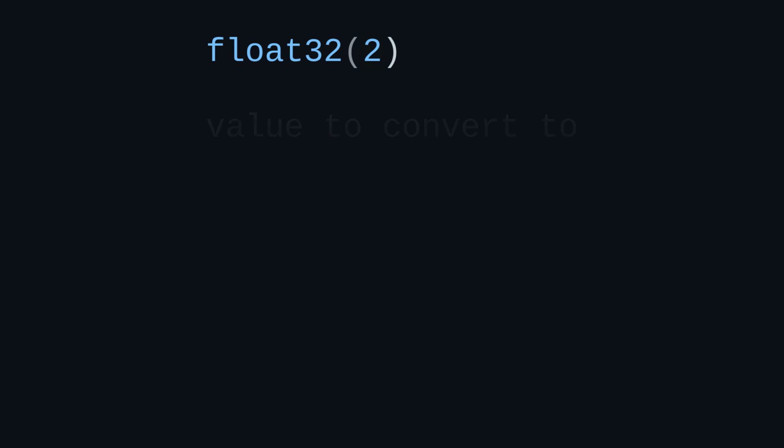Here, we focus on the value being converted. The number 2 is the value we are converting into float32. By wrapping it in float32, we change its type to make it compatible with other float32 values. This conversion is crucial to avoid type mismatch errors when performing operations between different types in Go.